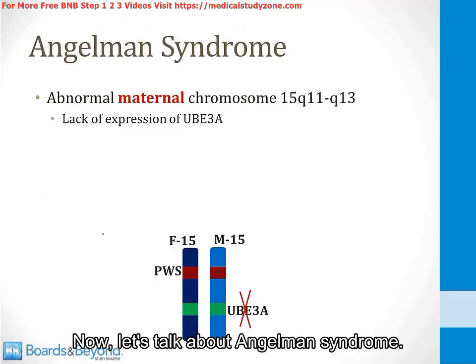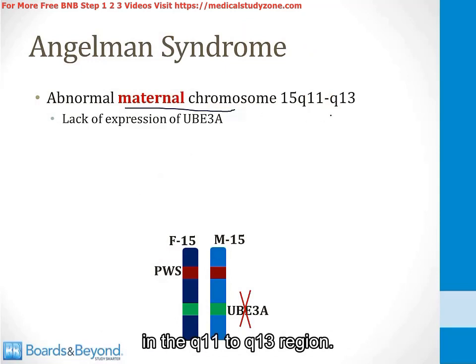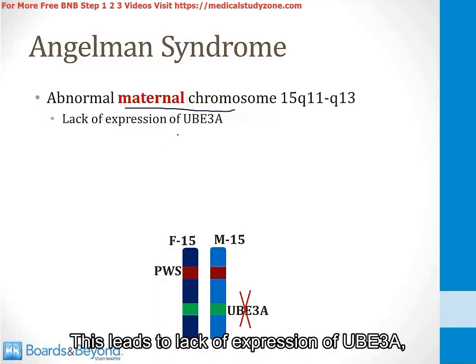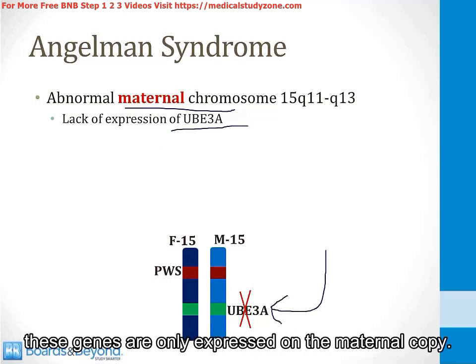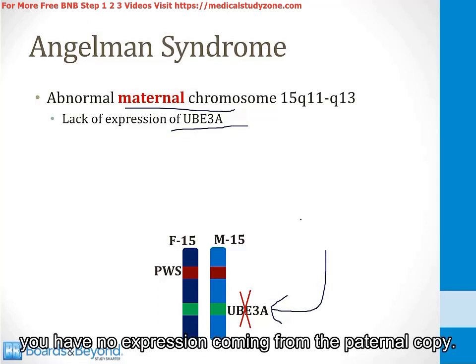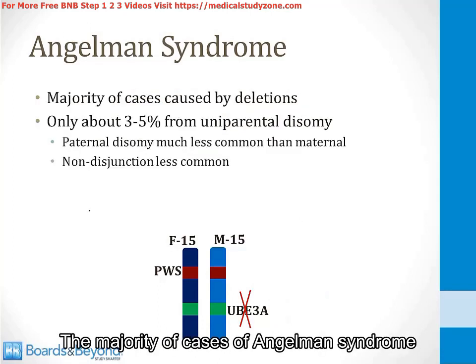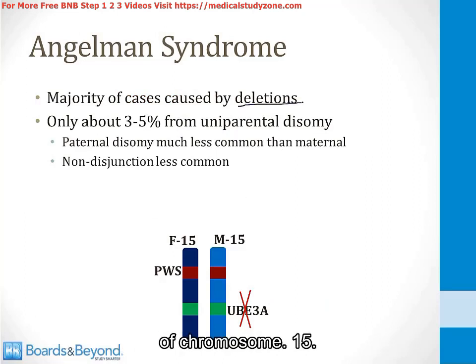Now let's talk about Angelman syndrome. In Angelman syndrome, there is an abnormal maternal chromosome 15 in the Q11 to Q13 region. This leads to lack of expression of UBE3A because, as I told you before, these genes are only expressed on the maternal copy, so when they are lost, you have no expression coming from the paternal copy. The majority of cases of Angelman syndrome are caused by deletions in the maternal copy of chromosome 15.